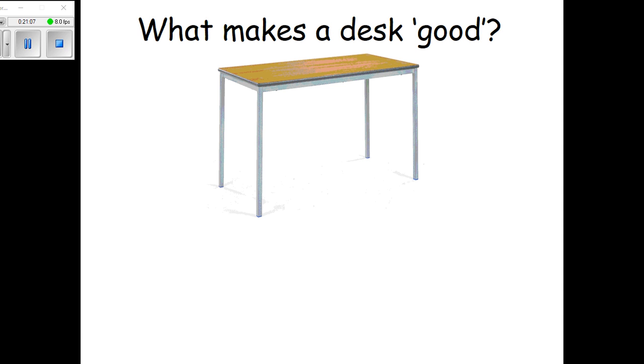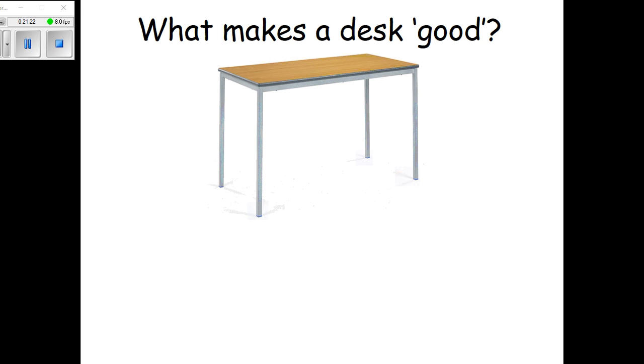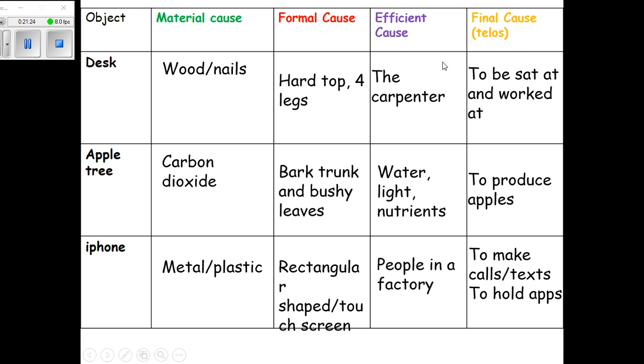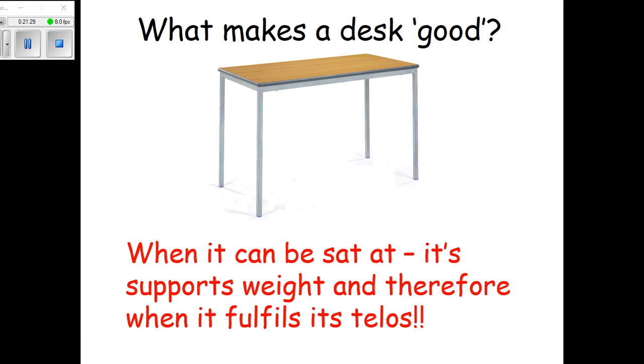Okay, so what makes a desk good? Well, Aristotle says it's telos, if it fulfills its telos. That's very simple. A table's purpose is to be sat at. That's its final cause. So telos and final cause are pretty much the same. Its telos is to be sat at. That's when it becomes good.